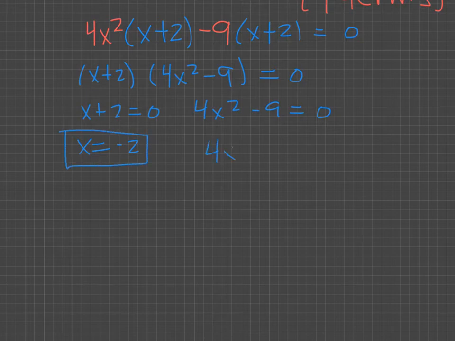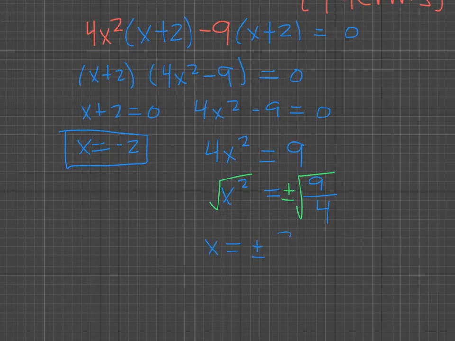Here we can add 9 to both sides, so we get 4x squared equals 9. Divide both sides by 4, so we get x squared by itself equal to 9 over 4. The next step is to take the square root. We take the square root to undo that squaring on the x, and we also want to remember we put our plus or minus out in front. That means that x is equal to plus or minus square root of 9 is 3, square root of 4 is 2. That gives us 2 solutions, the plus and the minus, or the positive or negative case of 3/2.